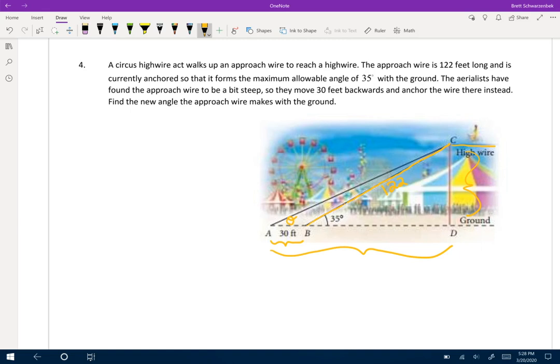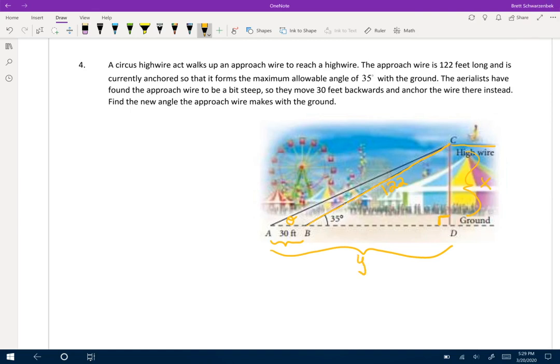Now, if you look at the smaller triangle, which is BDC, we're actually given an angle and a side, and we of course know that this is a right angle. So we should be able to use basic trig in order to find those missing pieces. We'll call this x and we'll call this y. So let's start with x.